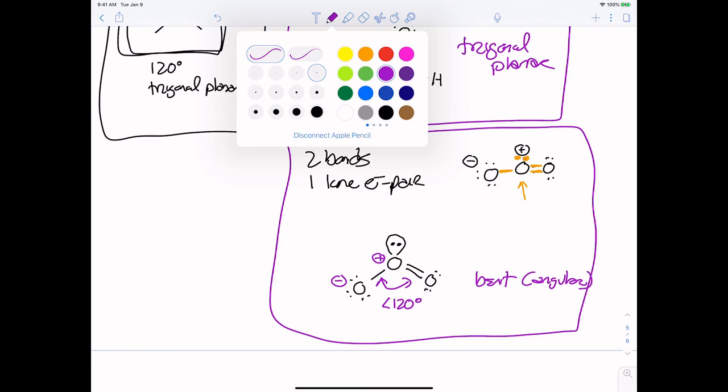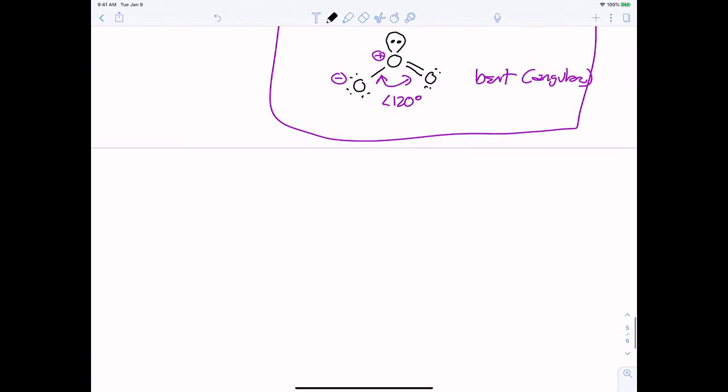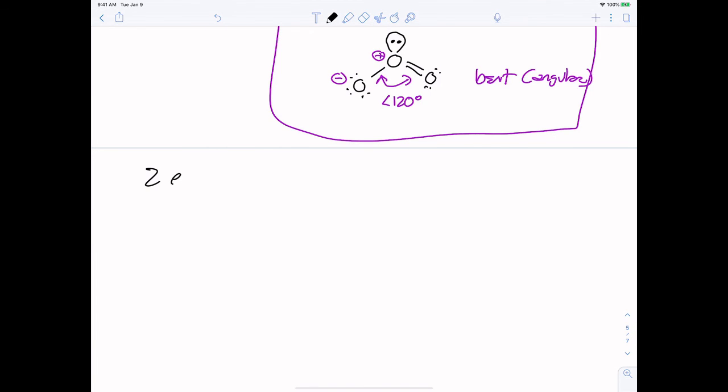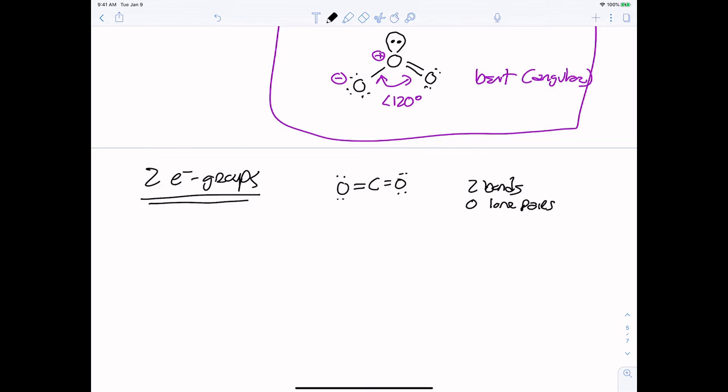And then one more, and that's 2 electron groups. And only one option for this one. This one's just going to be linear. So what can we use? Let's use carbon dioxide as our example. So the carbon in the middle has 2 bonds. It's not going to have any lone pairs. Right, both of those bonds are double bonds, but they're double. And I already drew this one with its shape.